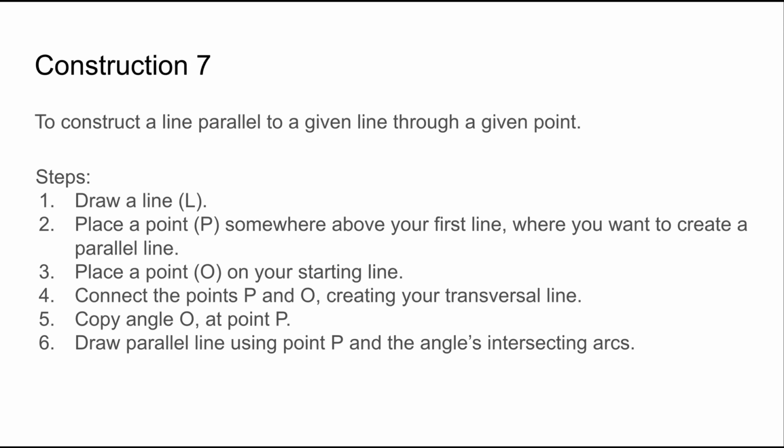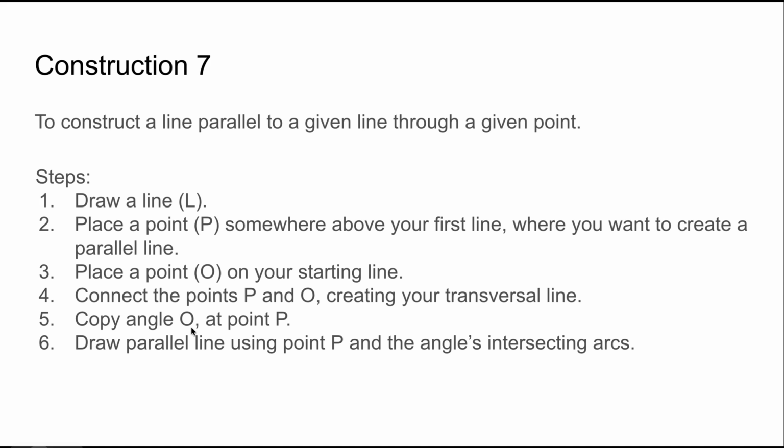So our steps are, number 1, draw a line. 2, place point P somewhere above your first line. This is what it shows in your book, where you want to create your parallel line. Then place a point O on your starting line. Then you connect points O and P. This is going to be your transversal line.